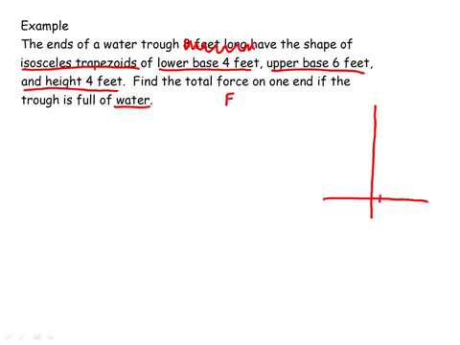The lower base is 4 feet. So watch this. We're going to go 1, 2. And we're going to go 1, 2. The upper base is 6 feet, but we know that it's 4 feet high. So let's go 4 feet up, and then go 6 feet. So we're going to go 3 left and 3 right. So here is the end of our trough, and we'll go ahead and put our sample in there somewhere.